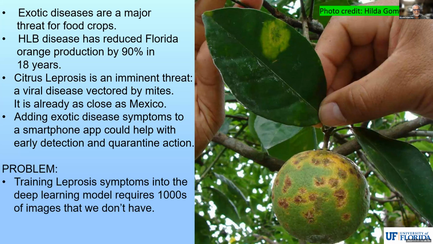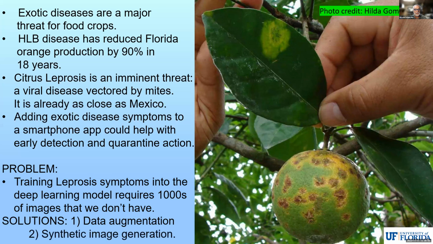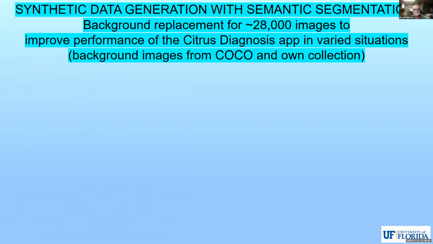The problem, however, is that because it's not yet in Florida, we don't have ready access to lots of images for training the model. How do we do that? We need thousands of images, which we don't have yet. So solutions are data augmentation. It's a partial solution. Better yet, synthetic image generation.